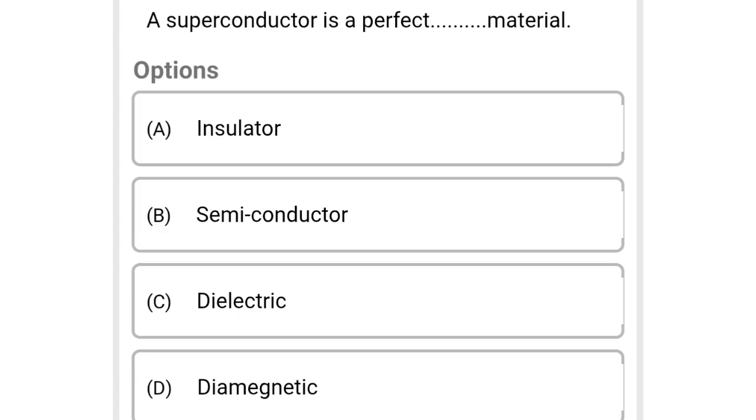Next question, a superconductor is a perfect dash material. Option A insulator, option B semiconductor, option C dielectric, option D diamagnetic. The correct answer is option D diamagnetic.